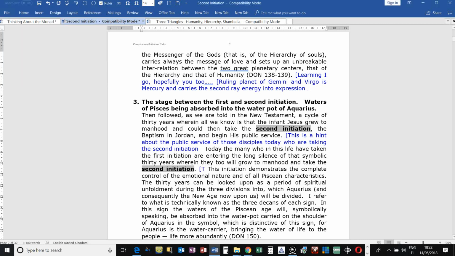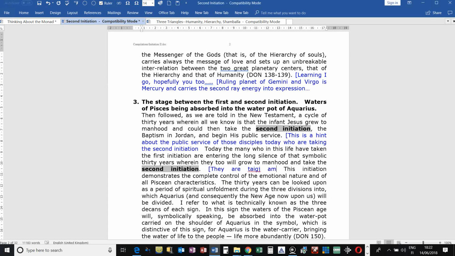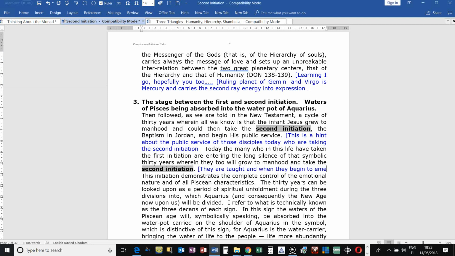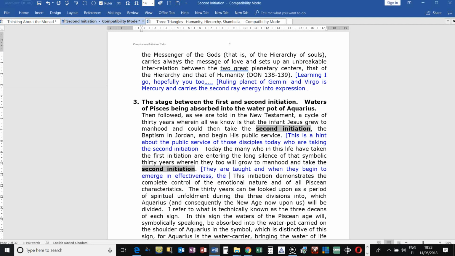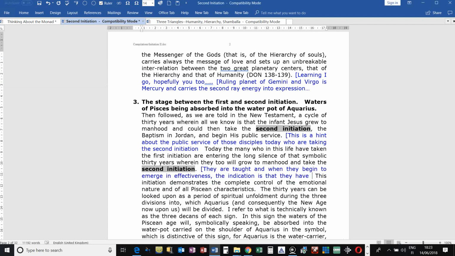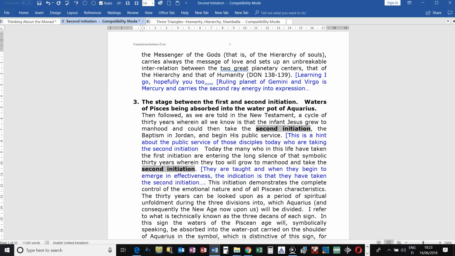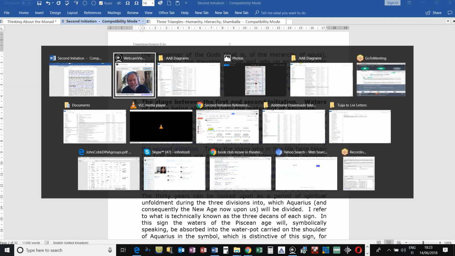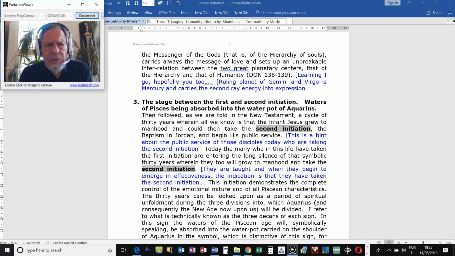So they are taught, and when they begin to emerge in effectiveness, the indication is that they have taken the second initiation. It's sometimes hard when you look around to assess what initiation an individual has taken, but there is the old statement that by their fruits ye shall know them, and there are other indications which will tell us really where people stand, at least more or less.